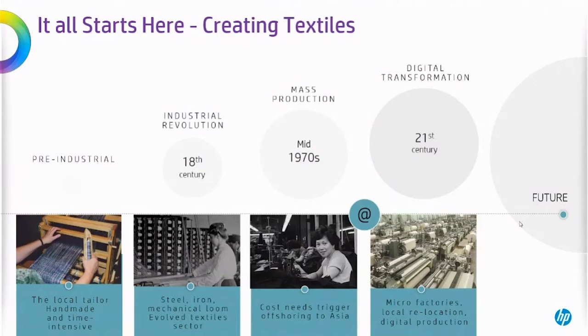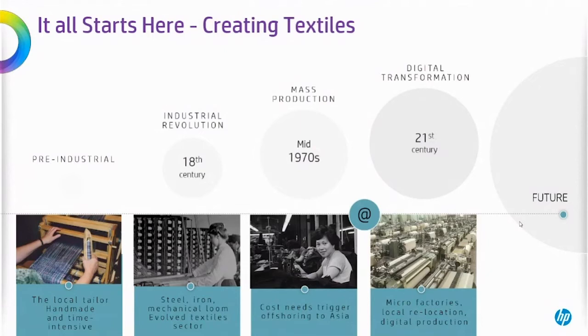But here on the screen you'll see how textiles began. In the pre-industrial period, there were a lot of handmade machines, as well as everything done by hand. So it was very time sensitive and took a long time. Then the Industrial Revolution hit in the 18th century, and not only did steel and iron start to boom, but textiles also started to evolve and become easier and quicker to make.